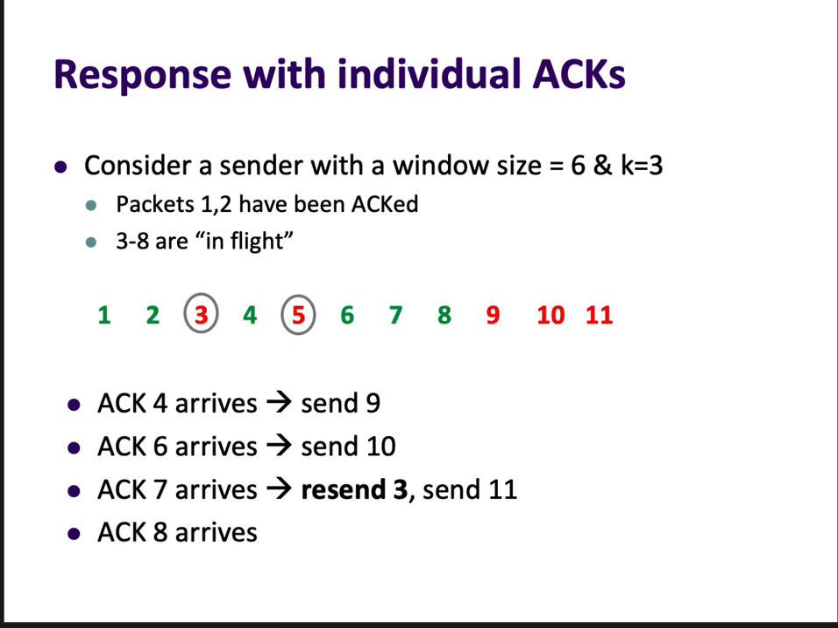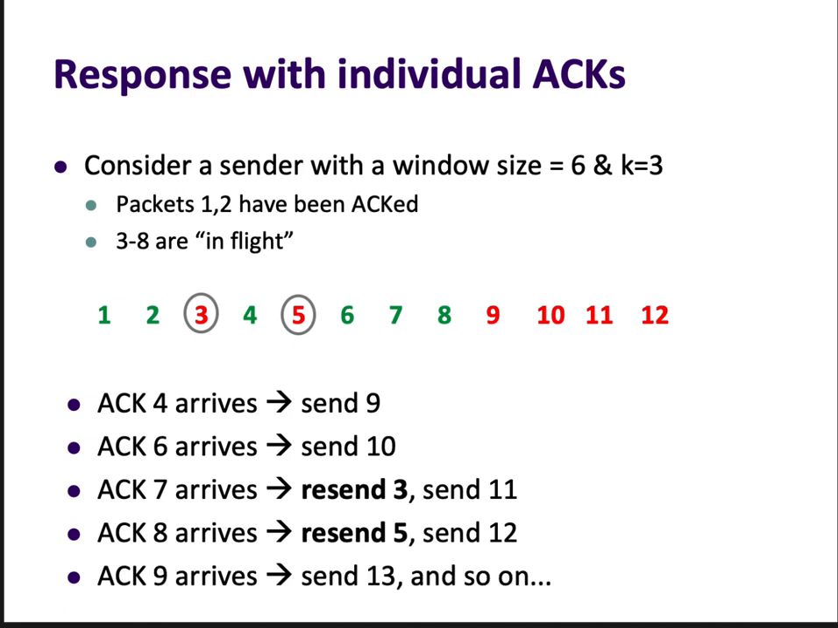So what happens when ACK 8 arrives? At this point, you've gotten 3 subsequent acknowledgements for packet 5, right? You've gotten the ACK for 6, for 7, and for 8. So you're going to declare at this point packet 5 is lost. So you're going to resend 5, and you get to send 12. Is everyone comfortable with why I get to send 2 packets? Yeah, okay, great. And then when 9 arrives, you continue, you send 13 and so on.